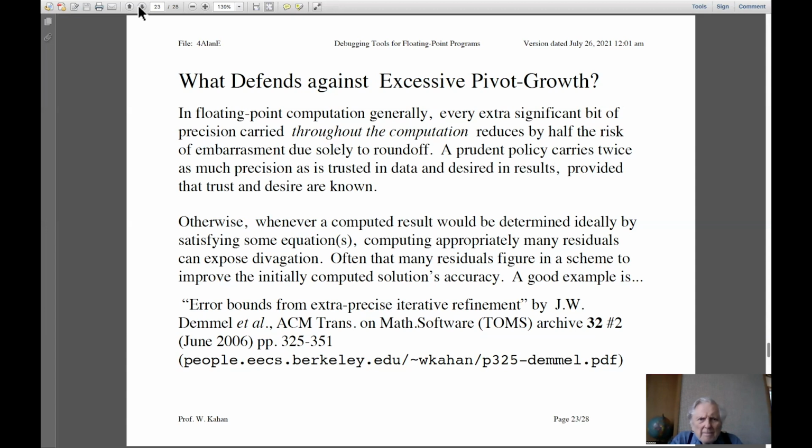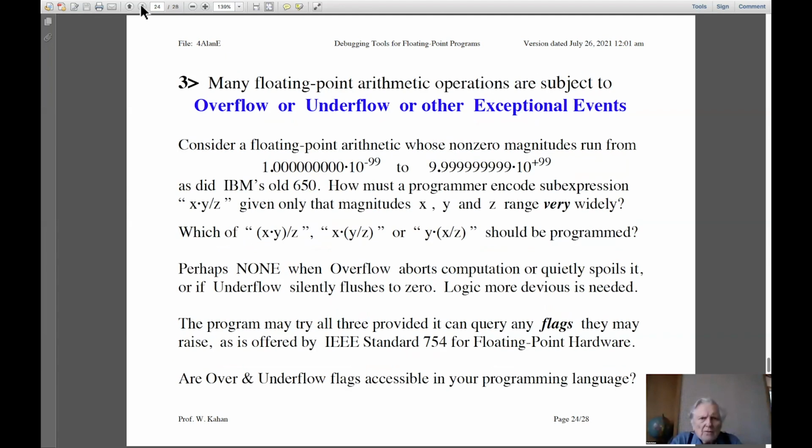Okay. Let's change the subject. What about overflow and underflow and other things? Well, it's a peculiarity of floating point, but shared with integers, that you only have finitely many digits. And consequently, you can only have finitely many finite computed values.